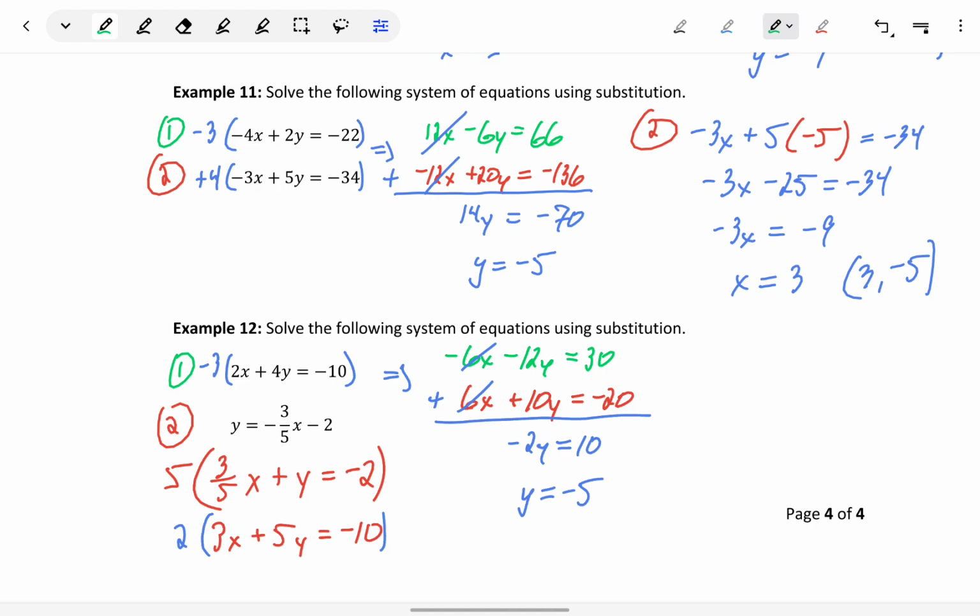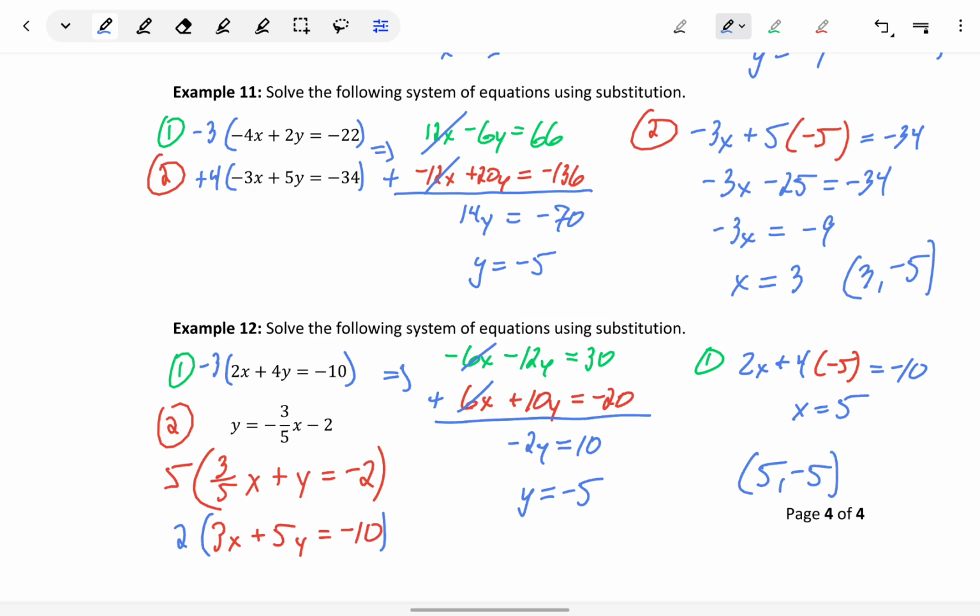Then going back to either of our original two equations, in this case, if we plug y equals negative 5 back into equation 1, we would get 2x plus 4 times negative 5 is equal to negative 10. And solving that through our same processes would give us x equals 5. So we get the coordinate pair 5 comma negative 5.